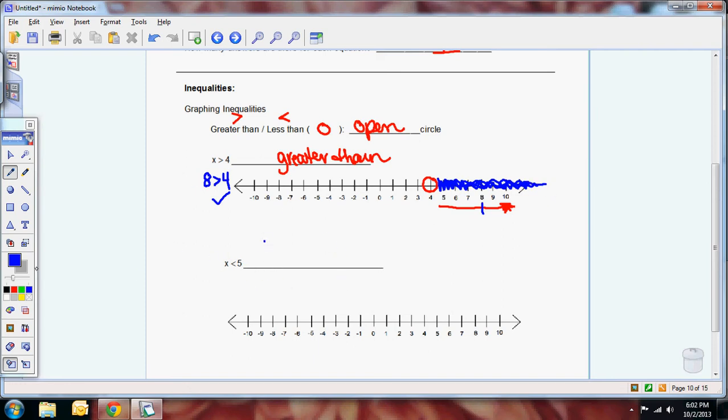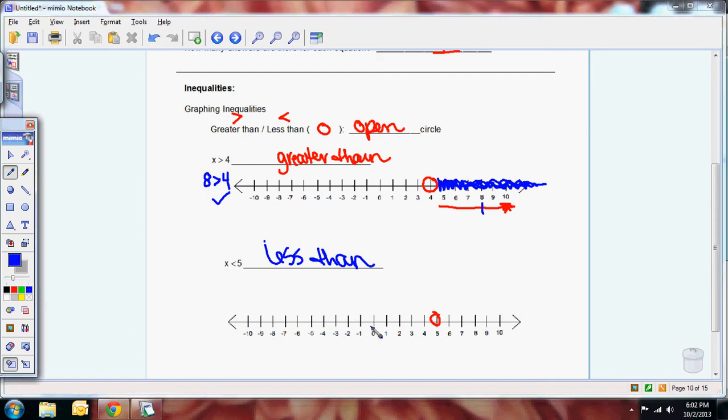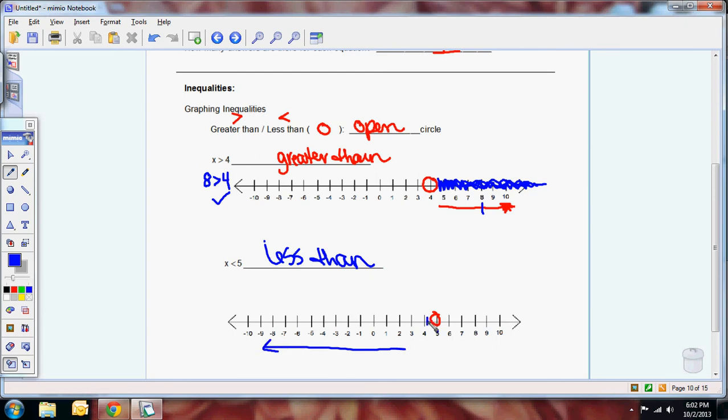So let's look at what it would look like to graph something if it's less than. We're still going to have an open circle, so we're going to go to 5 on the number line. It can't be equal to 5, so that's why it's open. And we're going to shade in everything that is less than 5. So things on this side are going to be less than. So I'm going to shade in everything on this side of the number line. You can plug it in just to be sure. Let's pick negative 10. Is negative 10 less than 5? Yes, it is. So I shaded correctly.